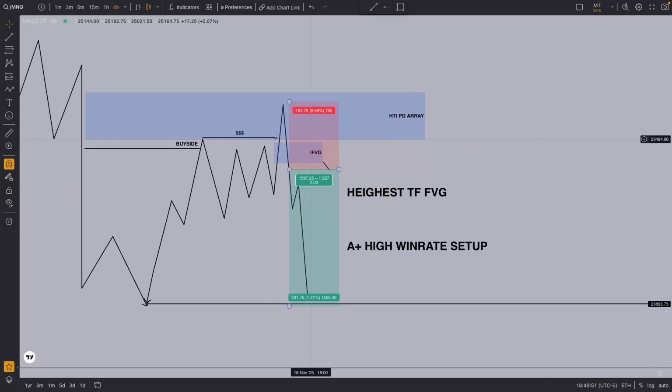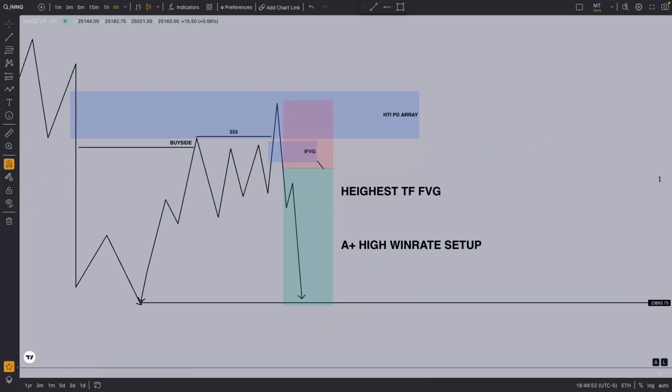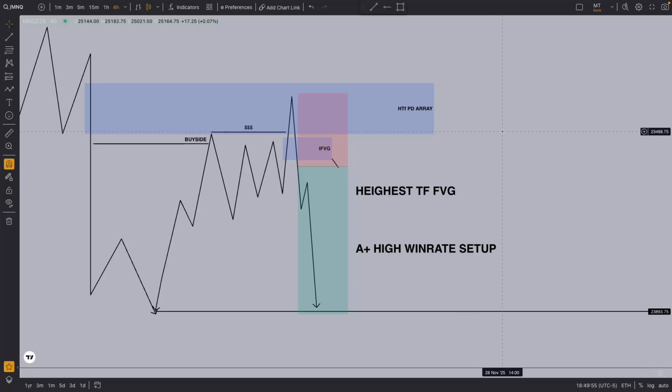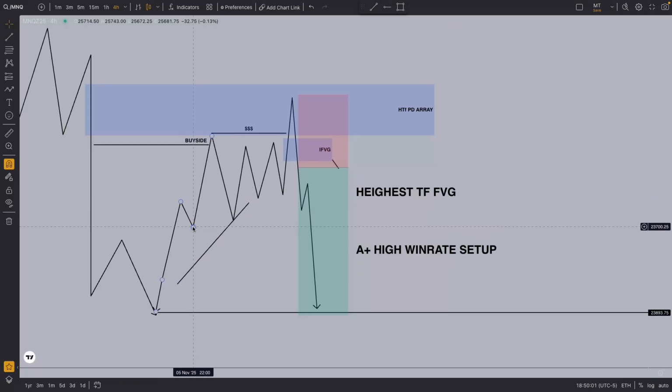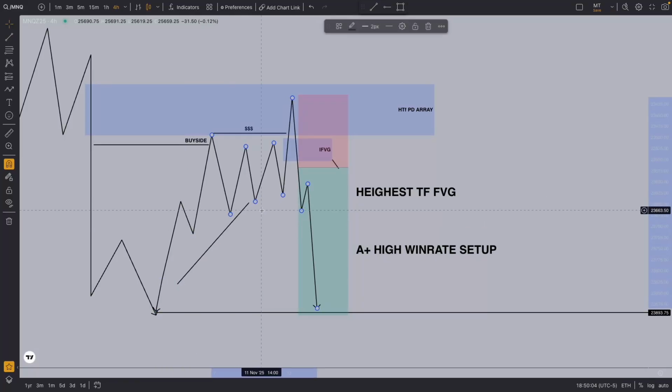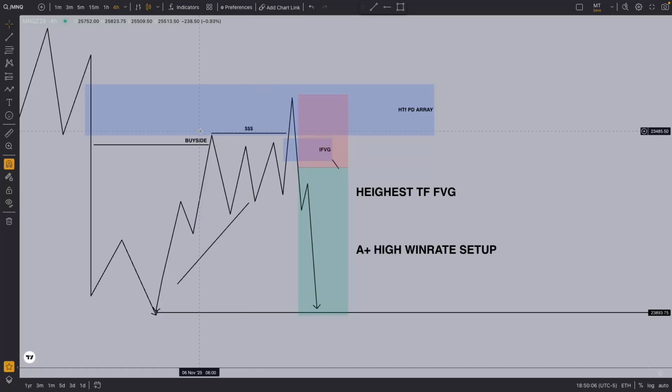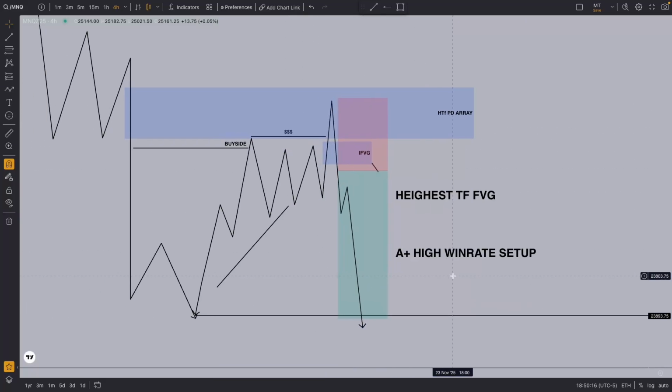Something like this. This is like a 1 hour fair value gap. We come up, we rebalance to this 1 hour fair value gap. We have all this low resistance liquidity, all these lows unswept, and then we take that internal high, nice manipulation, boom, drop lower, inverse the highest time frame fair value gap, enter short, and that's your ideal setup.